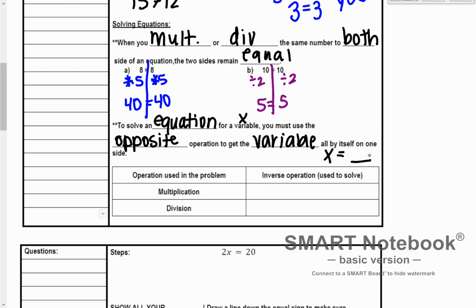Now, we're going to be using multiplication and division today. So the opposite of multiplication, we need to remember, is division. Opposite of division is multiplication.